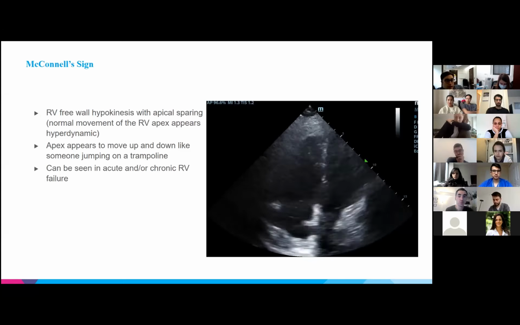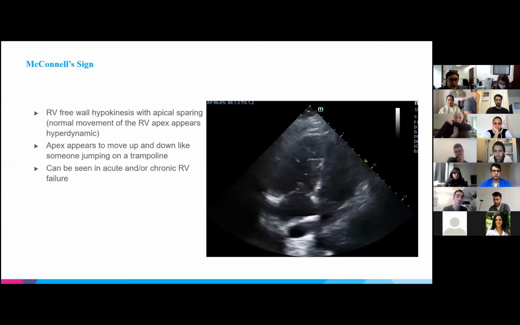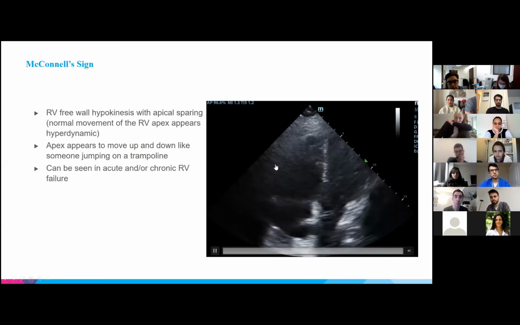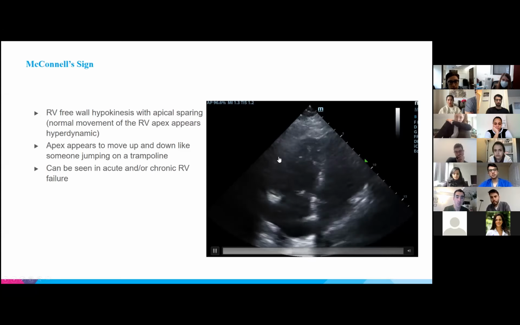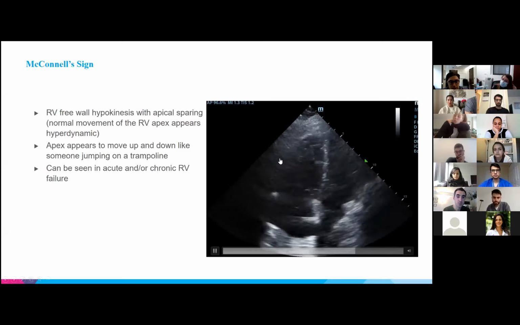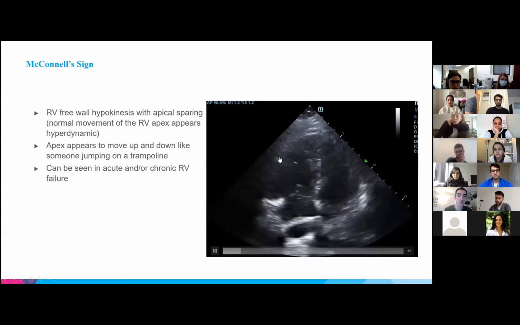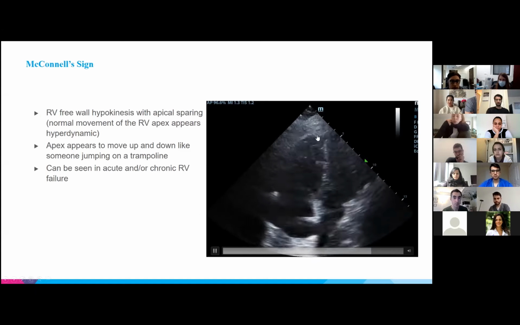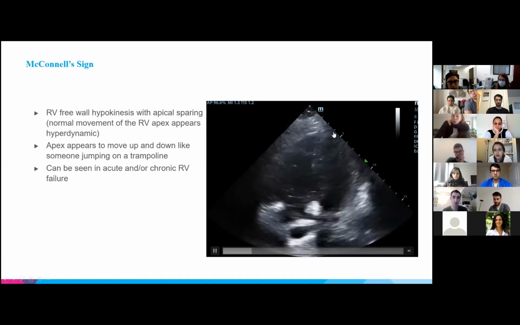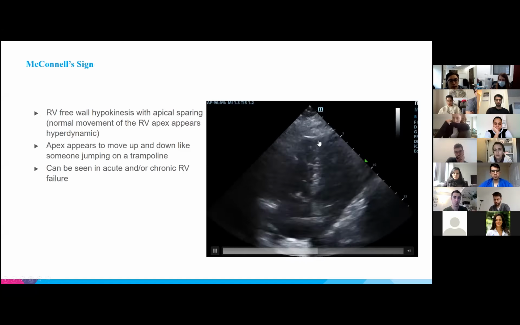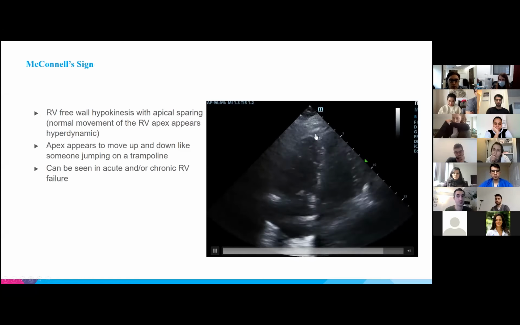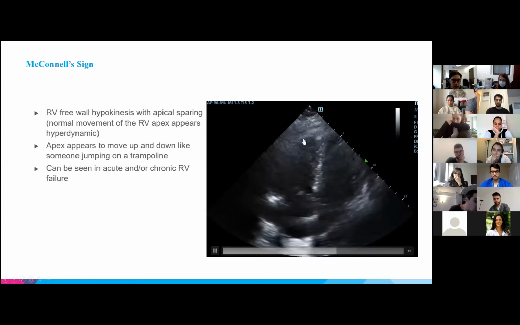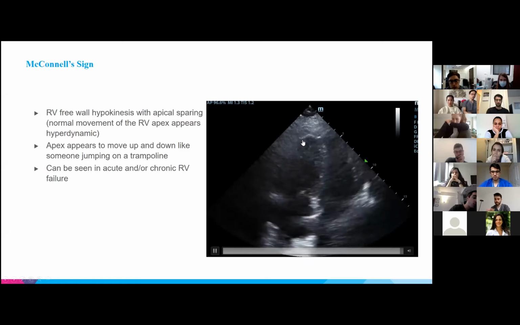McConnell sign, basically, if you have RV dysfunction, you get decreased movement of the lateral free wall here. And when you have decreased movement of the lateral or free wall of the right ventricle, the RV apex, or the area of the right ventricle that's closest to the LV apex, looks like it's moving more than normal, or hyperkinetic. But it's actually normal movement. It just looks hyperkinetic because the rest of the right ventricle is not moving too well.